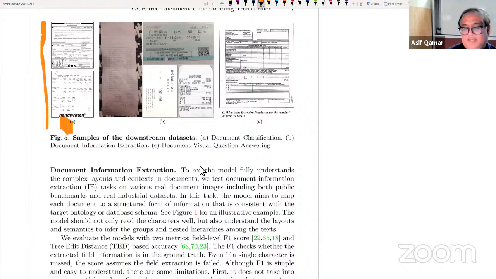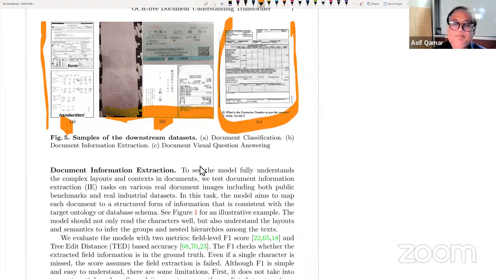That's that. And the last is visual question answering. This is the most common task that you guys are thinking of, right? And the third, which for many people comes as a surprise, is that these transformers have become so powerful, you can just give it an image and ask it a question. What is the extension number as per the voucher? And here's the voucher, and it is able to answer it. Isn't that impressive? Pretty good, right?